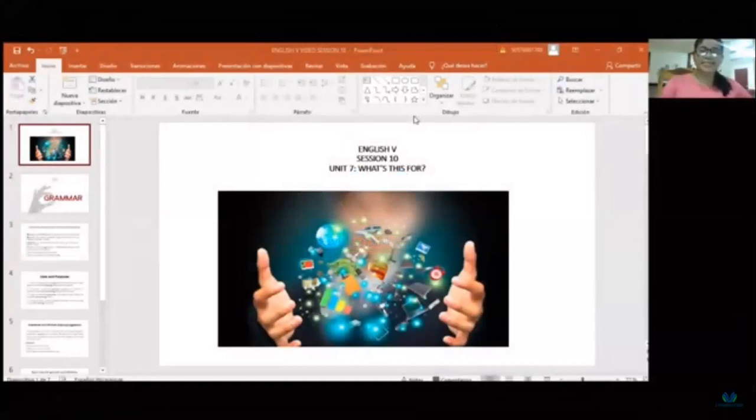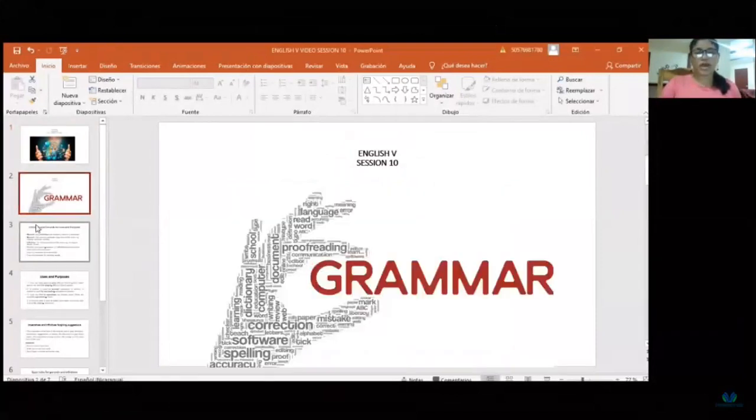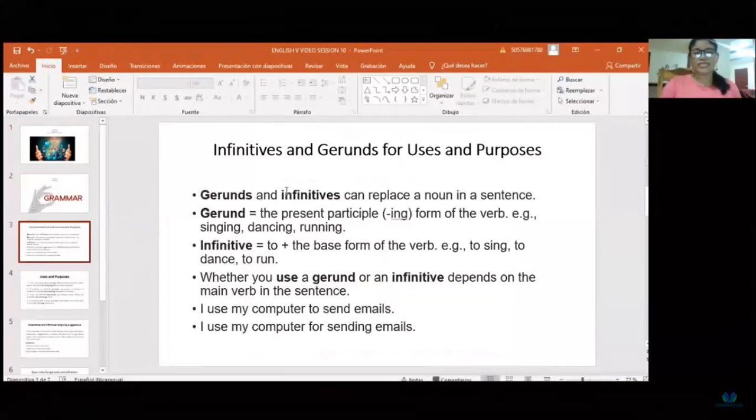Welcome again. This is English 5, session 10. This unit 7, what's this for? In this unit, you are going to learn about technology, the invention of everyday objects. But now, we are going to focus on the grammar section. In this grammar, you are going to learn about the uses of infinitives and gerunds, or uses and purposes.